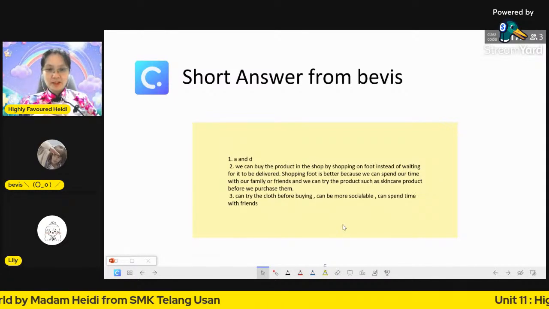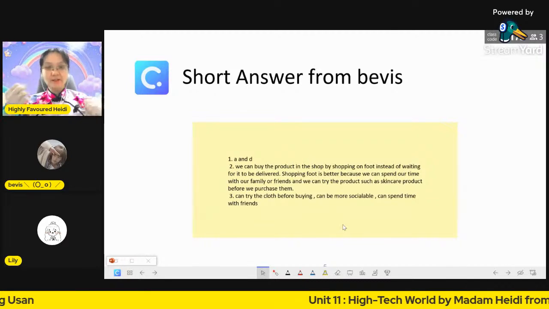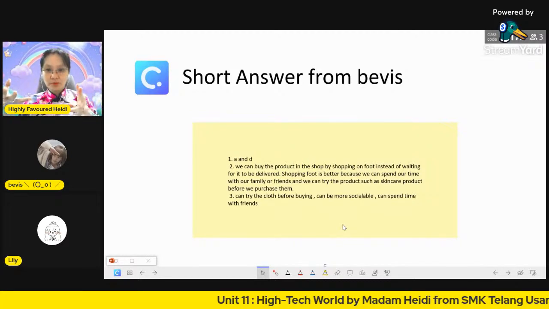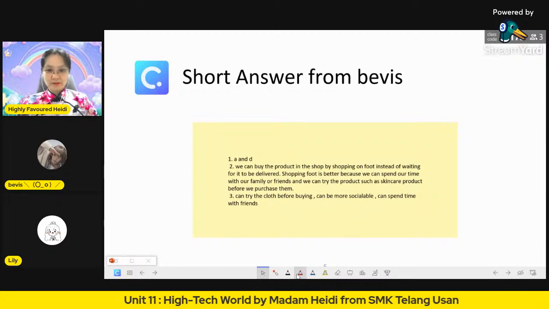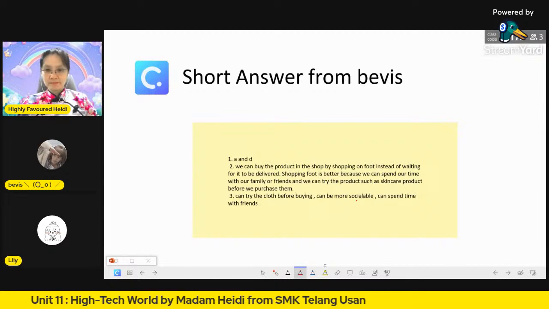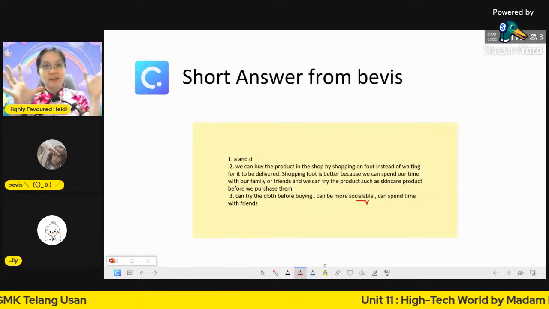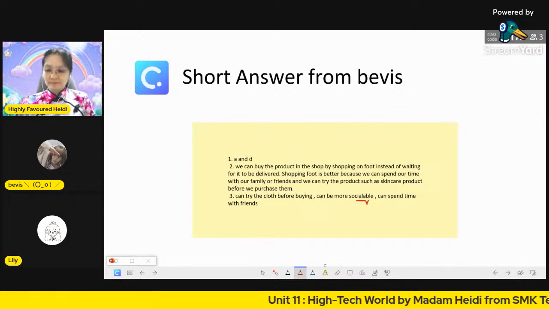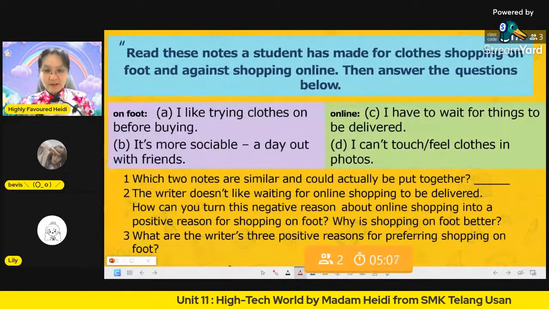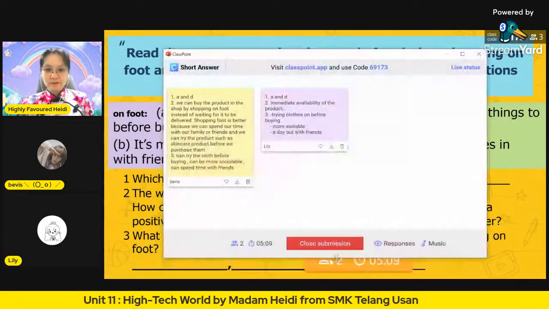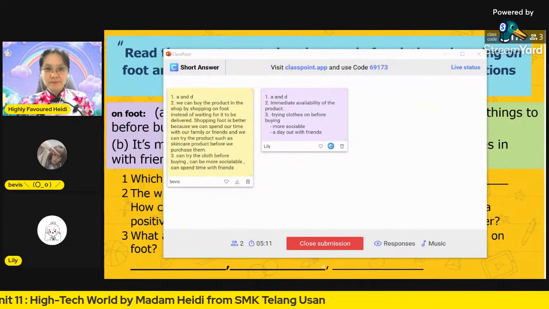Then number three, the three reasons, right? Can try the clothes before buying. Can be more sociable, and there are some spelling mistakes here. Can spend time with friends. Good. So these are the reasons given. Let's see others. Let's see who else. Lily has also given hers.